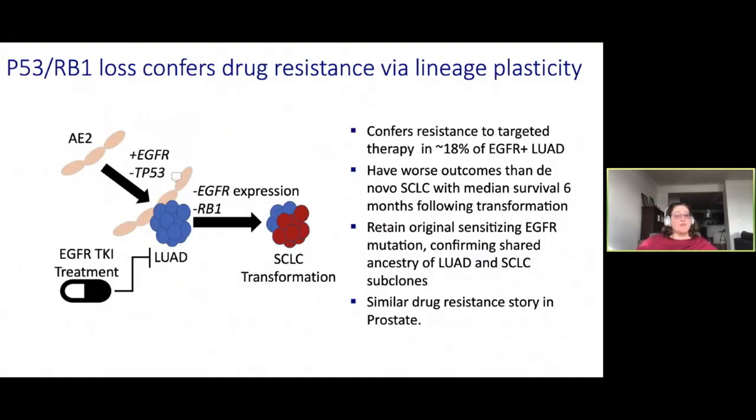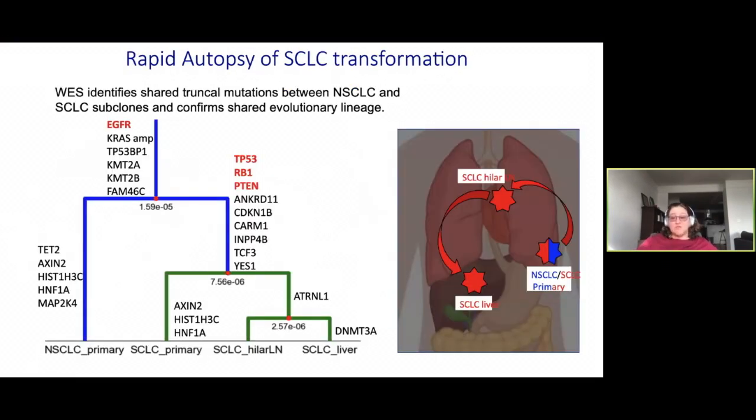And there's a mechanism where P53 and RB loss, that's the genetic mechanism, increases the plasticity of cells, allows them to basically switch lineages to a more neuroendocrine state, in the case of lung, from adenocarcinoma to small cell, allowing it to escape therapy. Here again, in one of Chris's rapid autopsy patients, we could see multiple sites, including a lineage transition from a non-small cell to a small cell lineage.